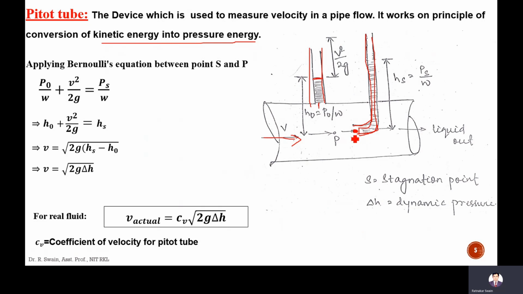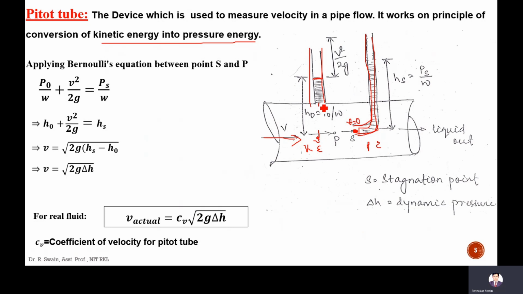Means here the velocity is 0. That point is called the stagnation point. Here velocity is 0. However, at this point in the pipe, velocity is V. Here it is 0. Here what happened? All the kinetic energy is converted into pressure energy. Kinetic energy here, pressure energy here.